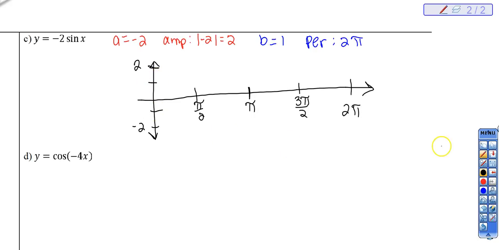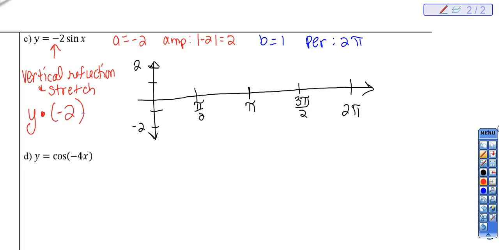And then just a little brief description here of what's happening. We do have a negative here. So that indicates that we have a vertical reflection, right? Along with a vertical stretch. So basically what we're doing is we're taking our y coordinates and we're multiplying them times -2.